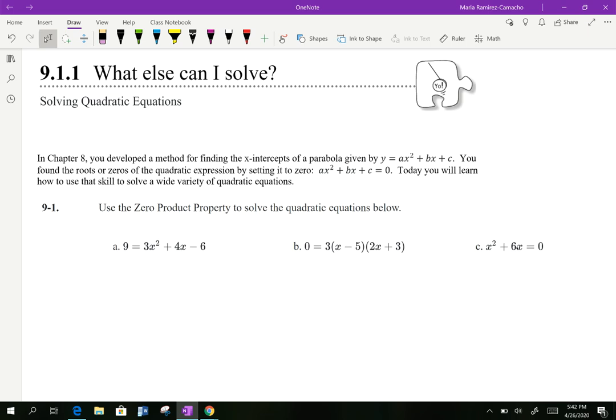Okay, 9.1.1, Solving Quadratic Equations. Also, try to be neat and organized because you will be uploading pictures of your notes to Google Classroom. Okay, let's start with the first problem.